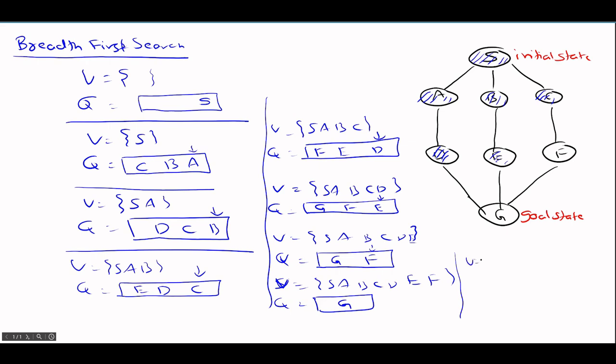So finally we visit the nodes S, A, B, C, D, E, F, and G, and there are no more elements in the queue. And since we have started from the initial point and reached the goal state, this is the path that is given by this particular approach here. So this is how we solve this particular problem using breadth first search.